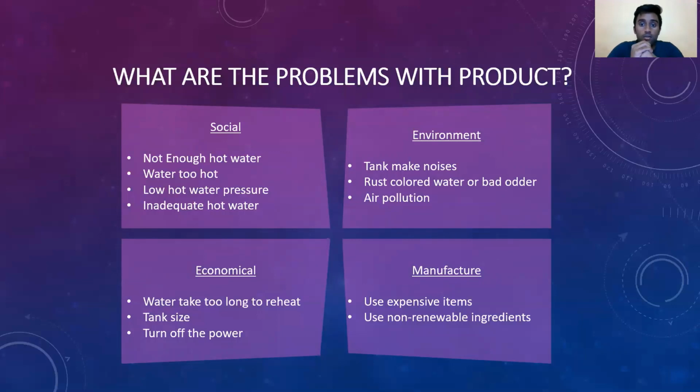Then I would like to go to the environmental side. We must consider the pollution factors under this topic. On the economical side, we have to consider the price, the tank size, and how we can reduce the power usage. Then I'm going to the manufacturing side. This product has to be a sustainable product. Then I would like to go to my next slide.